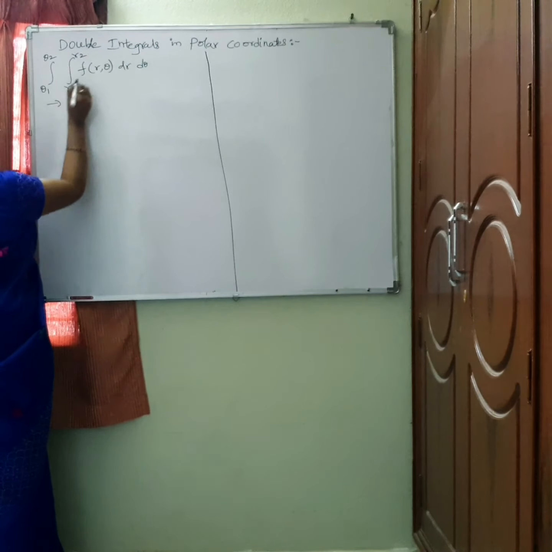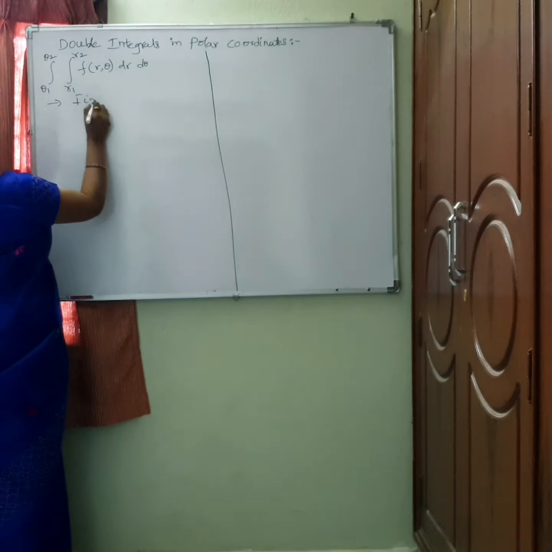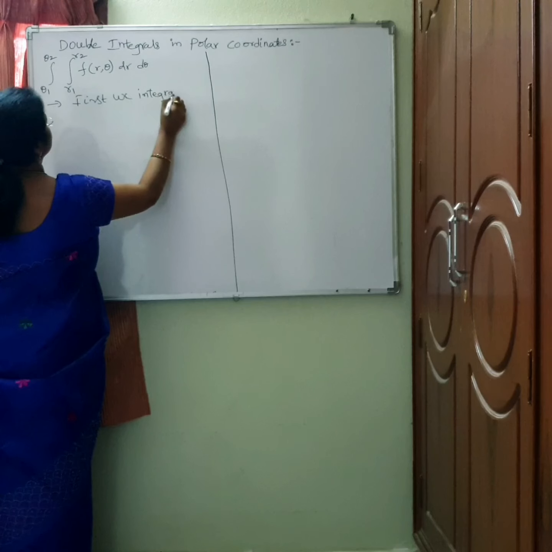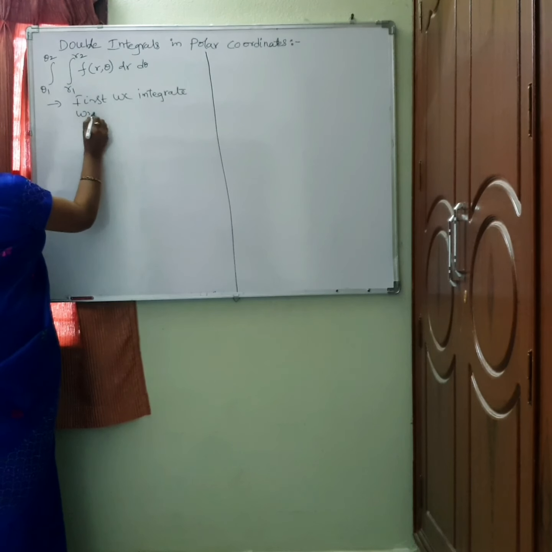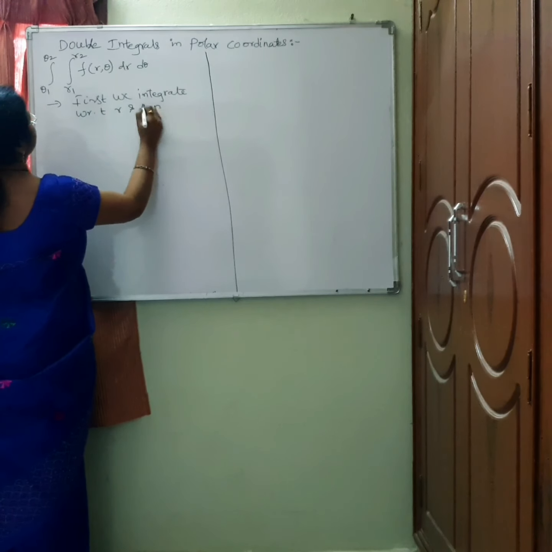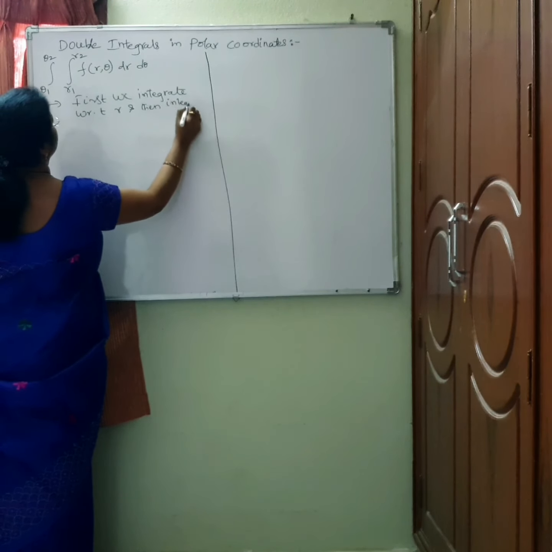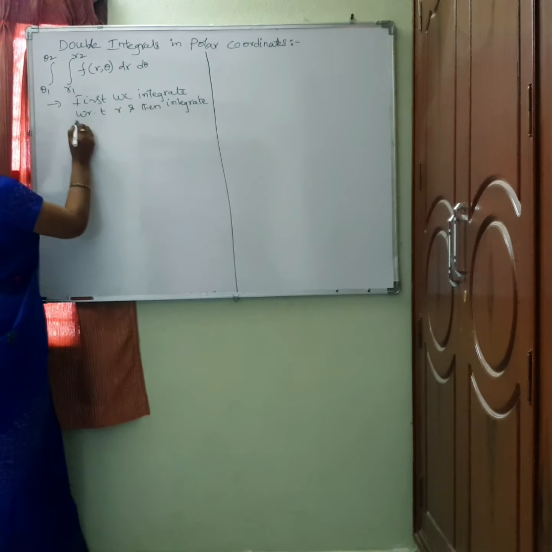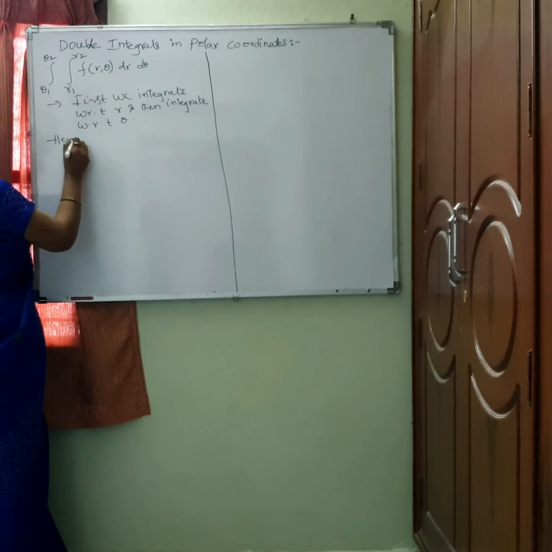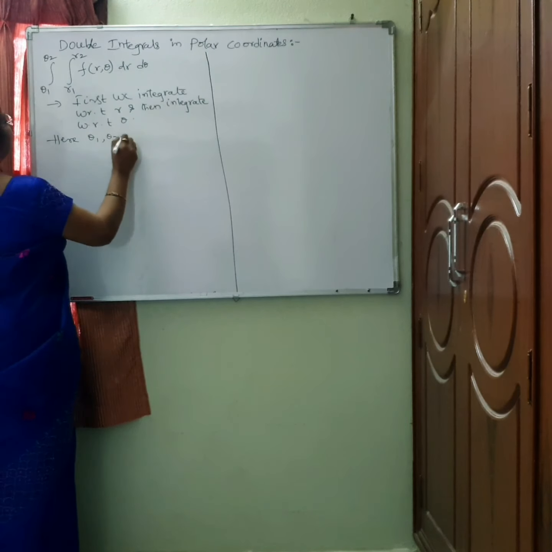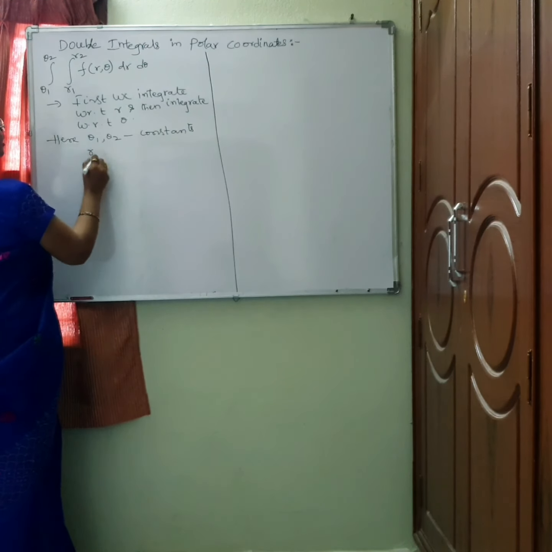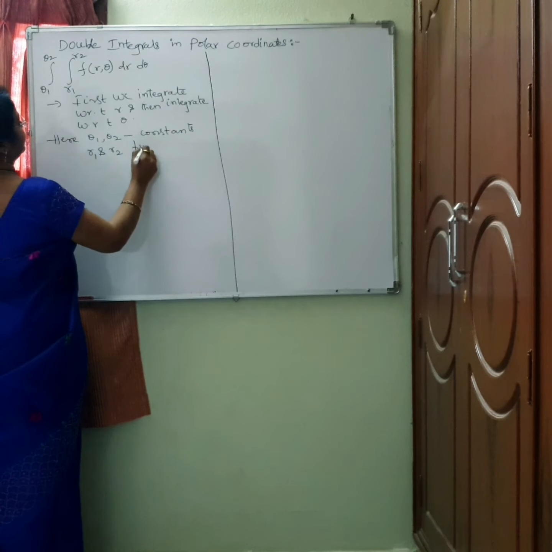To evaluate this integral, first we integrate with respect to r, and later we integrate with respect to theta. And here, theta 1 and theta 2 are always constants, and r1 and r2 are functions of theta.